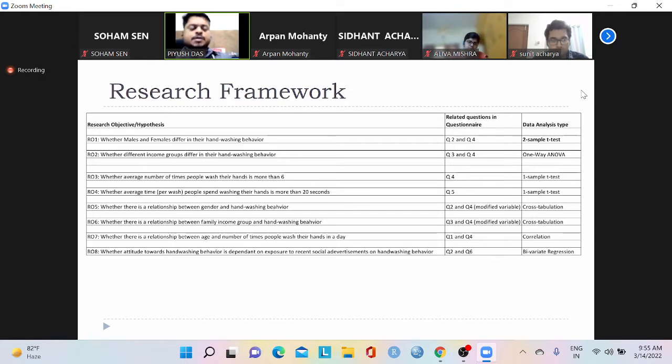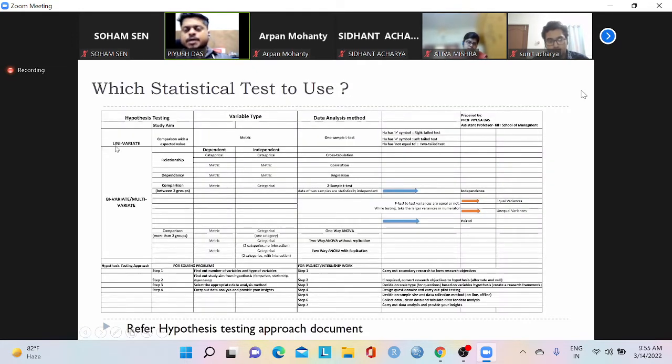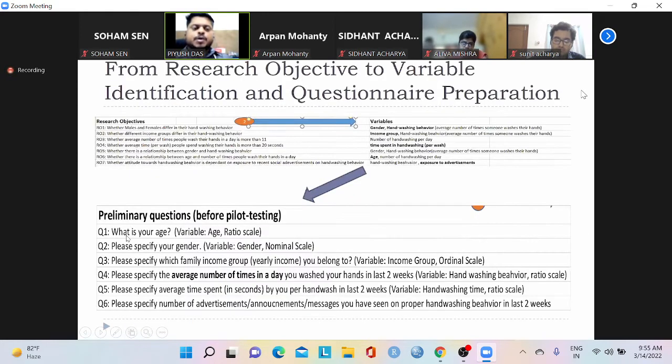How to know that? That is where I have shared the document with you, which will be helpful. First, find out how many variables there are for that research objective. Are you starting with one variable, two variables, or multiple variables, right? So in the research objective that you have written down, first find out what kind. Let's say for my research objective one, when I say whether males and females differ in their hand washing behavior, how many variables do I have?